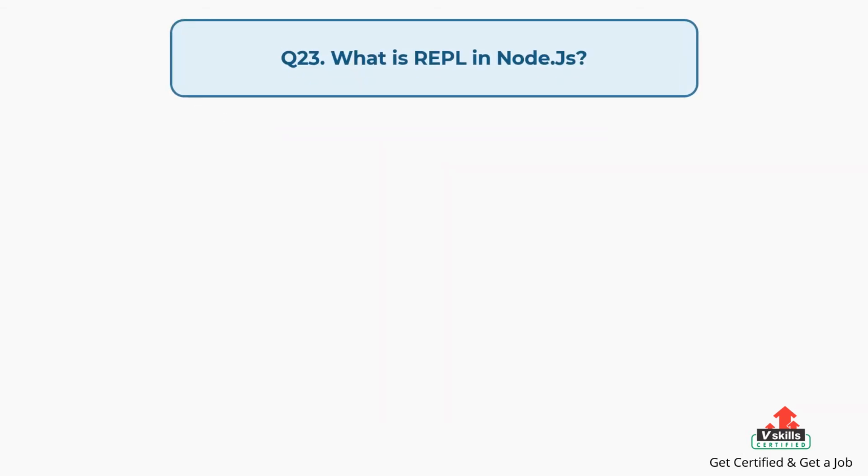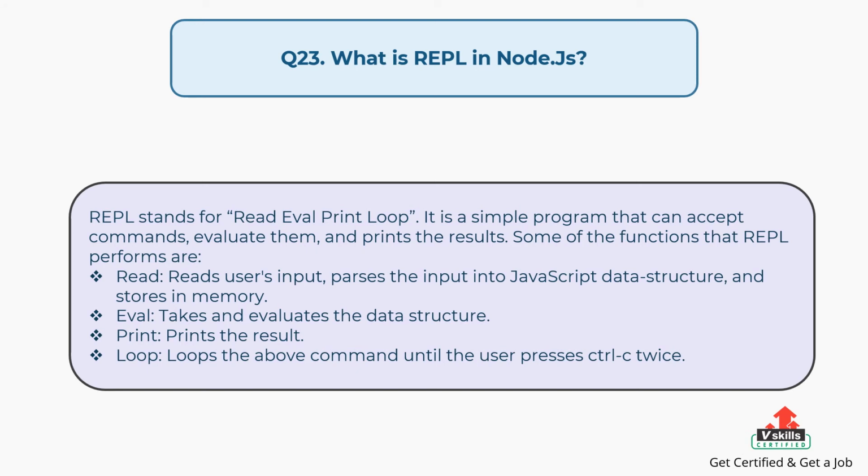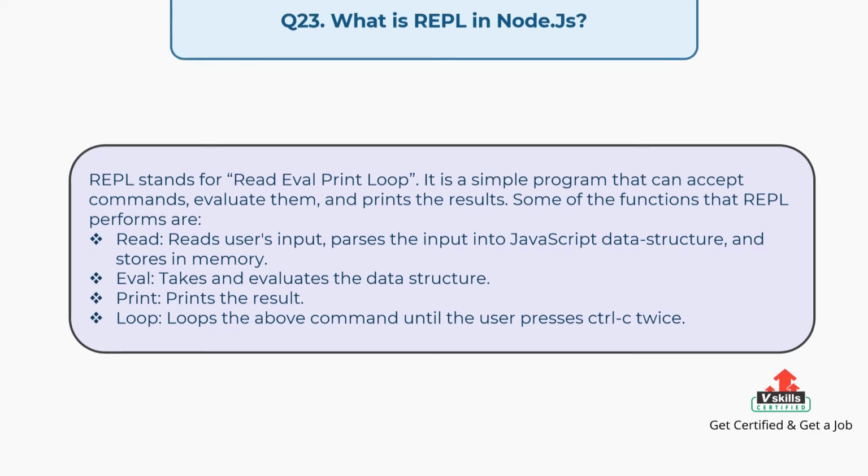Question number 23. What is REPL in Node.js? The answer is: REPL stands for Read Eval Print Loop. It is a simple program that can accept commands, evaluate them, and print the results. Some of the functions that REPL performs are: first, read. Reads user's input, parses the input into JavaScript data structure, and stores in memory. Second, eval, takes and evaluates the data structure. Third, print, prints the result. Fourth, loop, loops the above command until the user presses Ctrl+C twice.